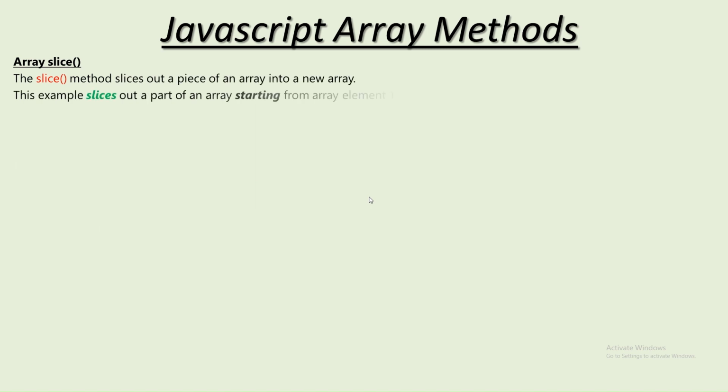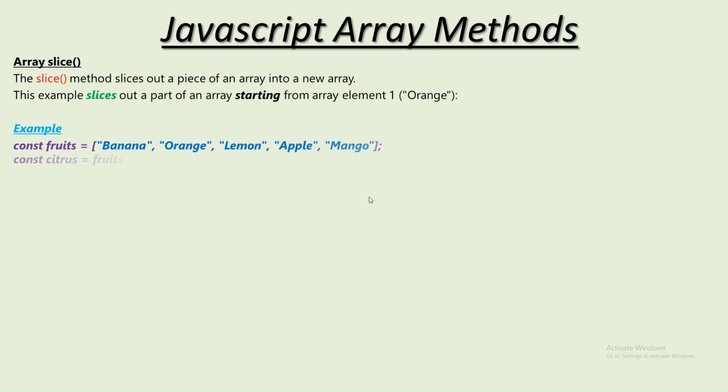Array.slice. The slice method slices out a piece of an array into a new array. This example slices out a part of an array starting from the array element 1, which is orange. So const fruits equals banana, orange, lemon, apple, mango, and const citrus equals fruits.slice 1. And the result is orange, lemon, apple, mango. What is removed? From array element 1. Okay. So this one removed banana and it took up the values from orange until the remaining ones.